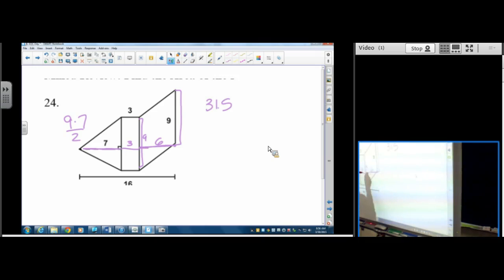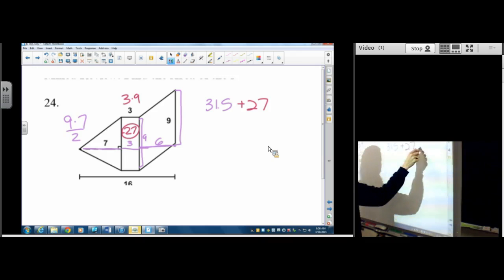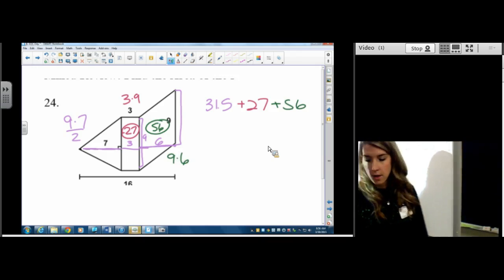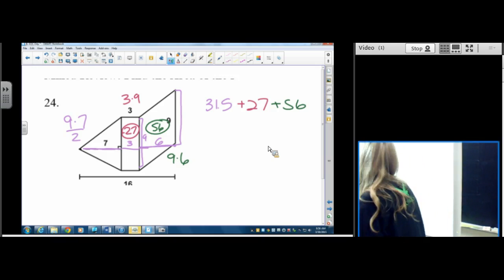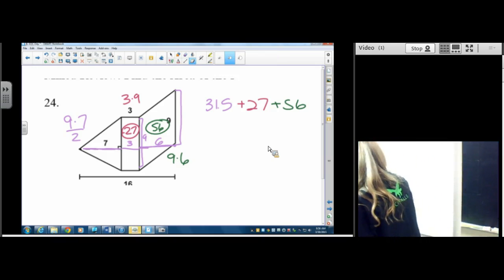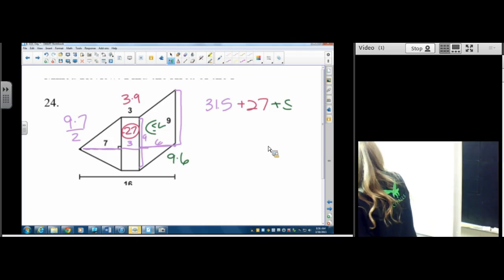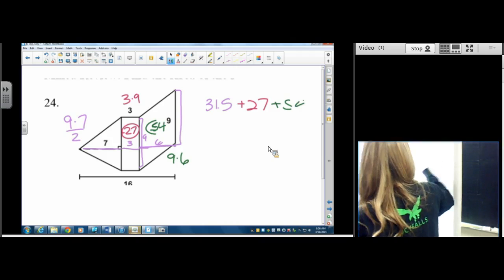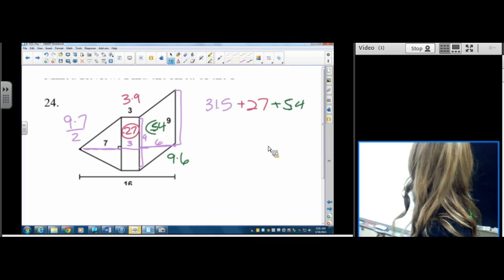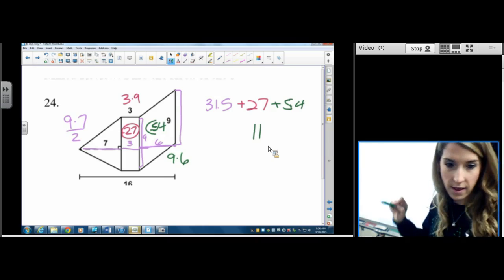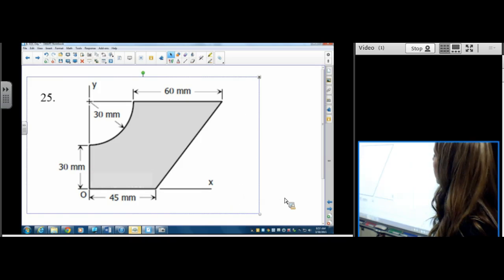Next one, rectangle, base times height, 3 times 9, 27. Next one, parallelogram, base times height. Not so bad. Oh, 54, sorry. And the final answer, 112.5.